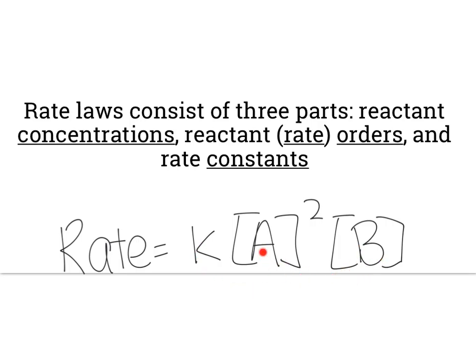Bracket A and bracket B represent the concentration of each reactant, and the exponents they have represent what we call our rate orders. They represent how strongly that reactant affects the rate. So the higher the exponent or the order, the more it affects it. So, all right, there you go.